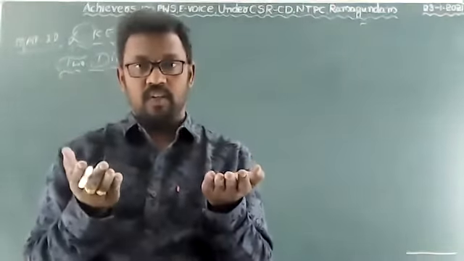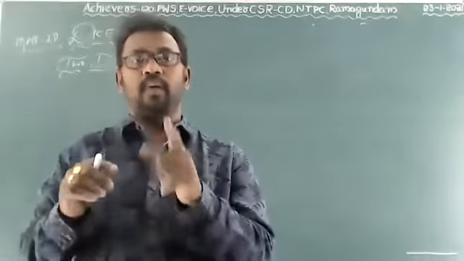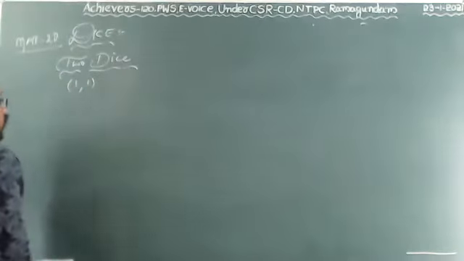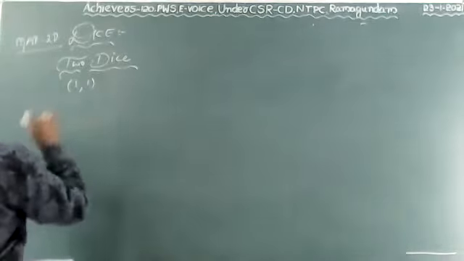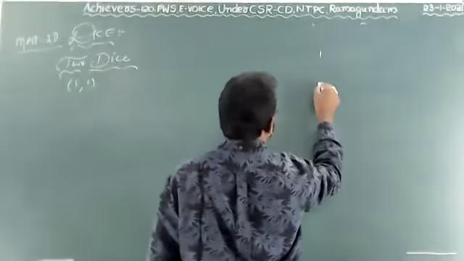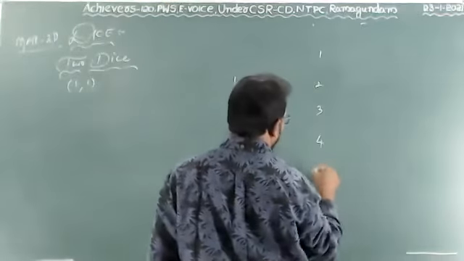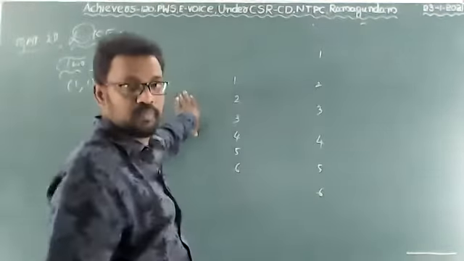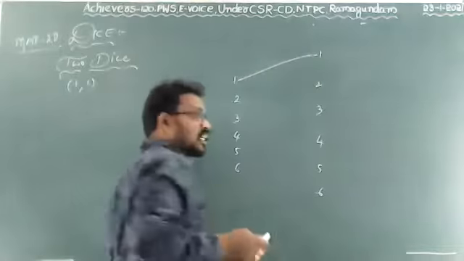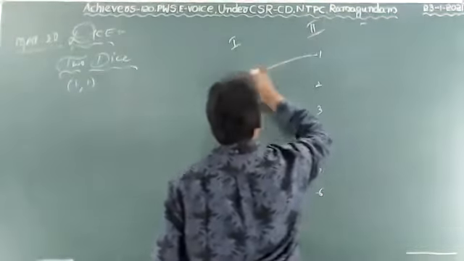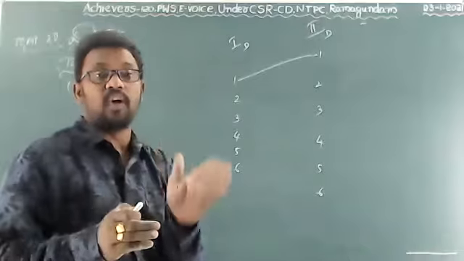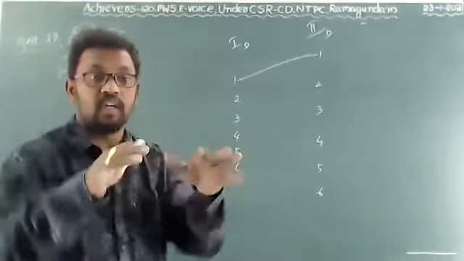Whenever you throw 2 dice, what you can see on the top of the face, 1, comma 1, let us take as a pair, because 2 dice make a pair. Otherwise, like this also, you can go with 1, 2, 3, 4, 5, 6 and 1, 2, 3, 4, 5, 6. 2 dice are there. This is the first die, this is the second die.